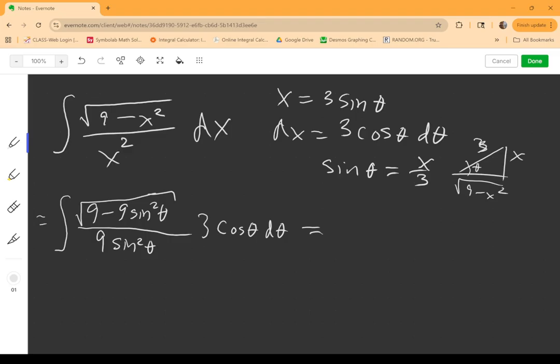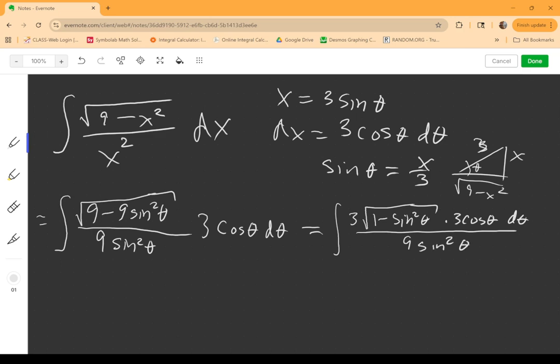So let's start simplifying things. I'm going to factor out the 9, since it's inside the root. So that root 9 becomes 3 square root of 1 minus sine squared theta, times 3 cosine theta d theta, and then all of that over 9 sine squared theta. Now what we'll see is we have a factor of 9 in the numerator, a factor of 9 in the denominator, so that's going to simplify to 1. Continuing on, inside the root, I get 1 minus sine squared theta.